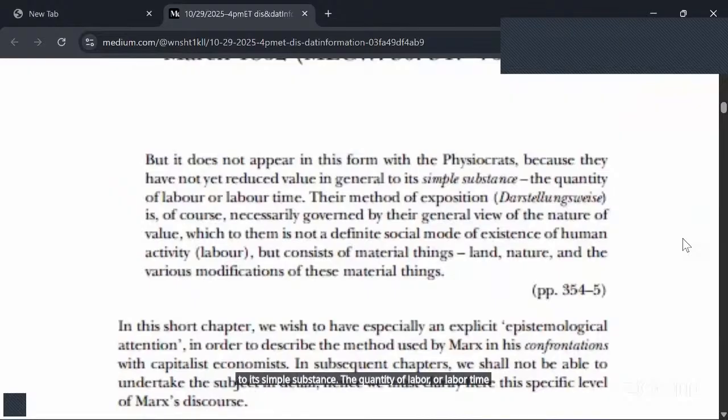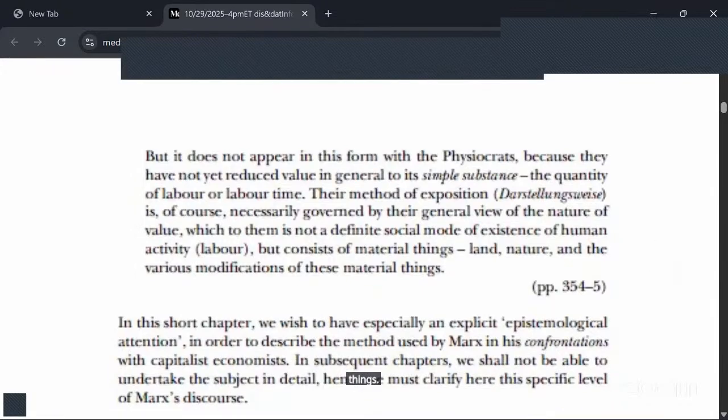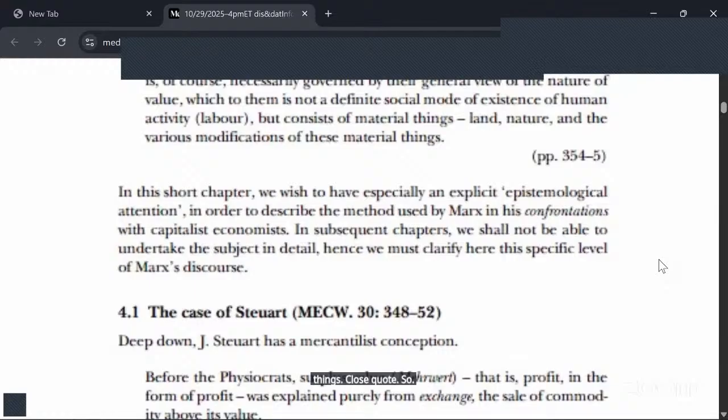Their method of exposition, the Darstellungsweise, is, of course, necessarily governed by their general view of the nature of value, which to them is not a definite social mode of existence of human activity, that is labor, but consists of material things. So this is that difference between material activity and material things. That is land, nature, and the various modifications of these material things. Close quote.